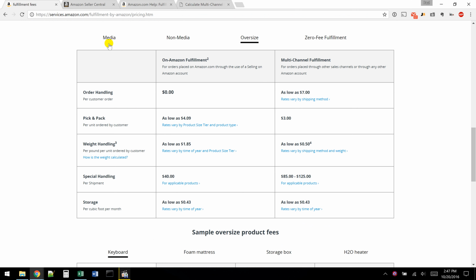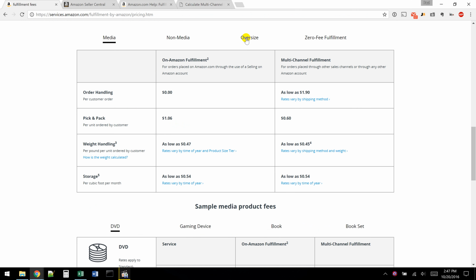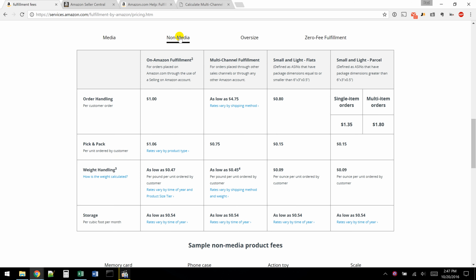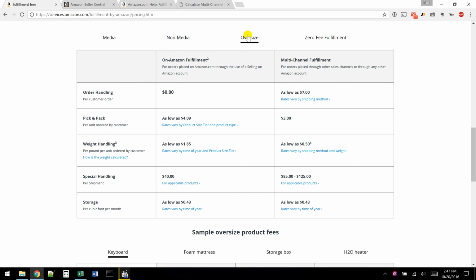So what you're going to do is we have really three sections here that matter. If you're selling media, that'd be things like DVDs, books, then you're going to use this media section. Non-media is basically everything else. And oversize is for very large or very heavy products. We'll go into how you calculate that as well.